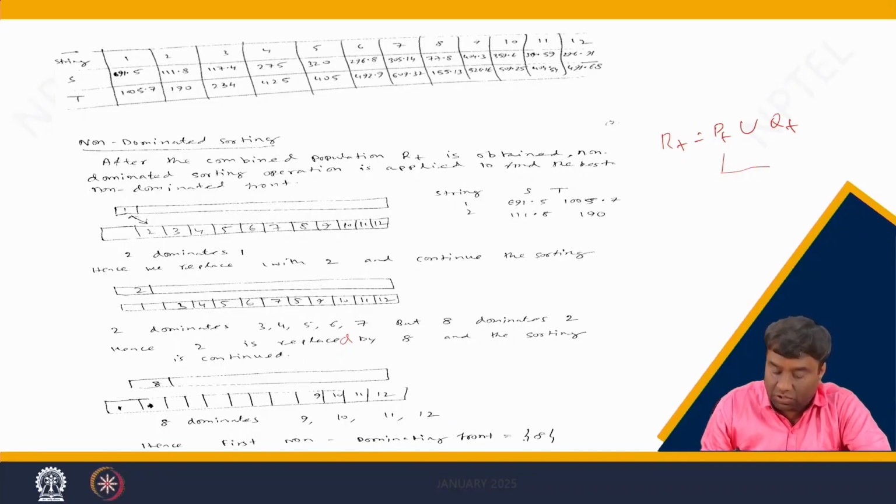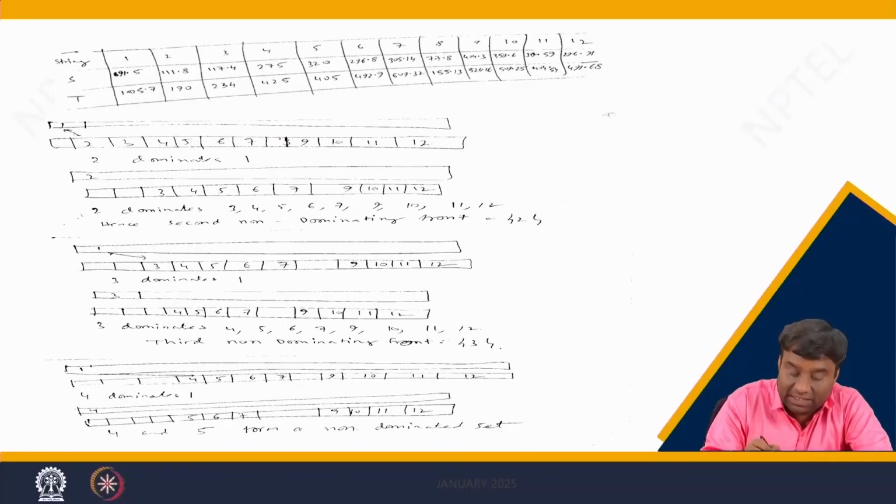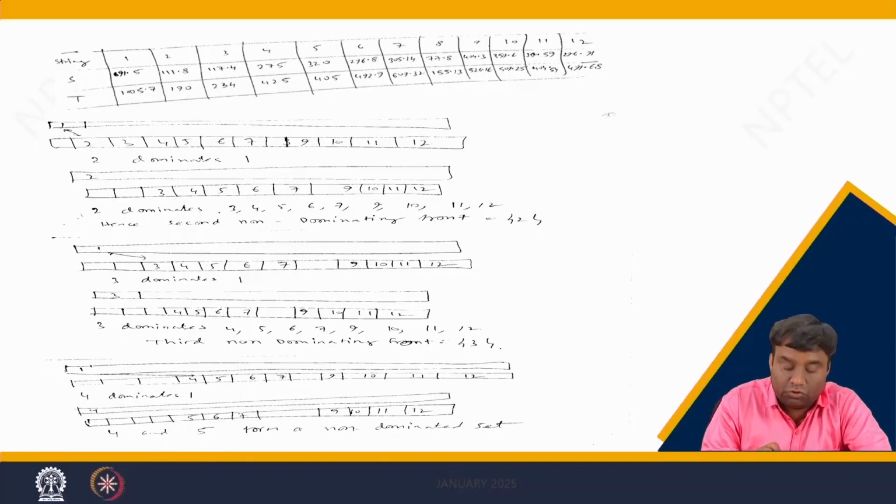Hence the first non-dominating front, that is F1, is 8. The same thing we drew in our diagram also. Now you drop the 8 from the list. Now compare with the same thing. So again 1 and 2, so 2 is there. Now again compare, so 2 dominates 3, 4, 5, 6, 7, and 8 we already got at front 1. So now 9, 10, 11, 12. So in front 2 we will get 2.